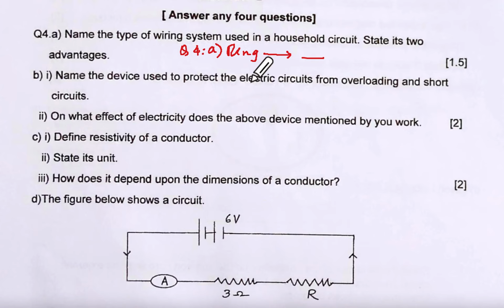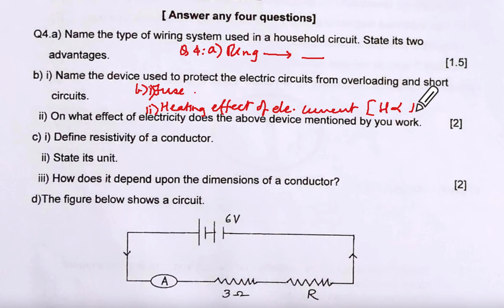Name the device used to protect the electric circuit from overloading. So what is the device? It is the fuse. Correct? Or MCB. Then the second one, on which effect of electricity does this thing work? On the heating effect, heating effect of electric current. What is it? H is proportional to I square RT.